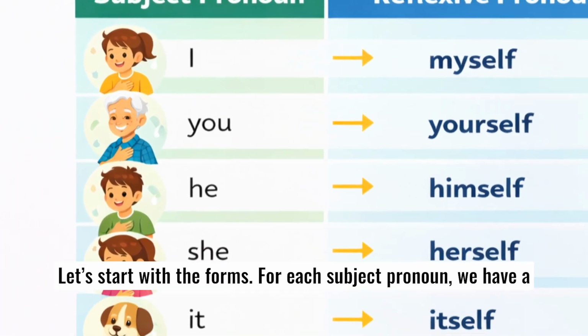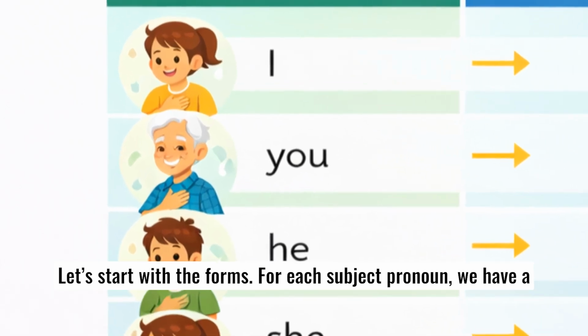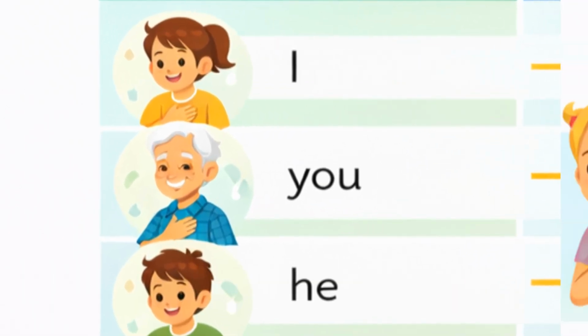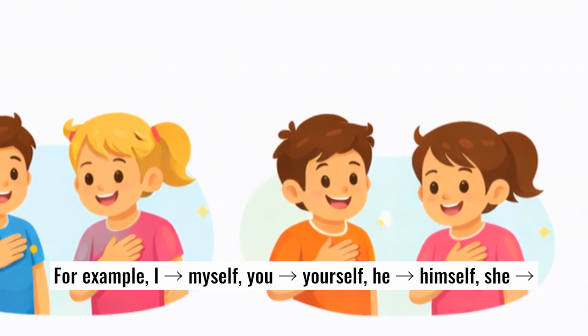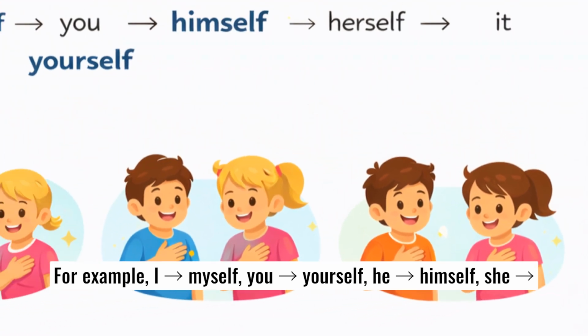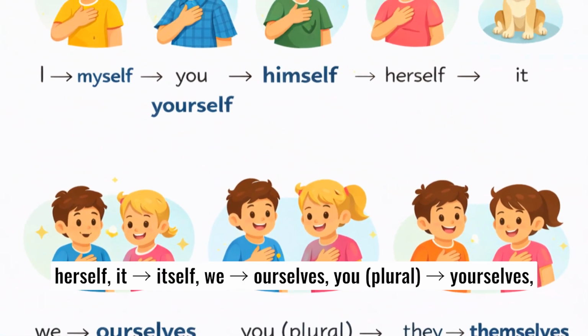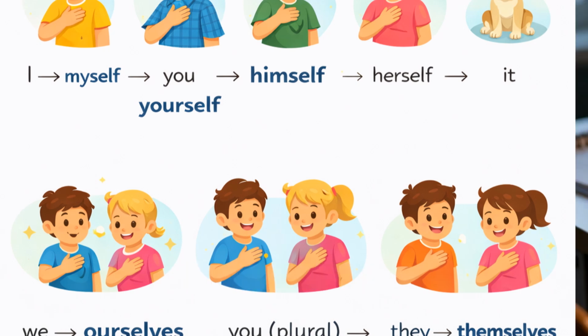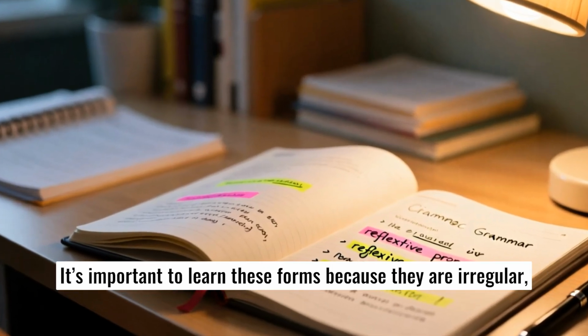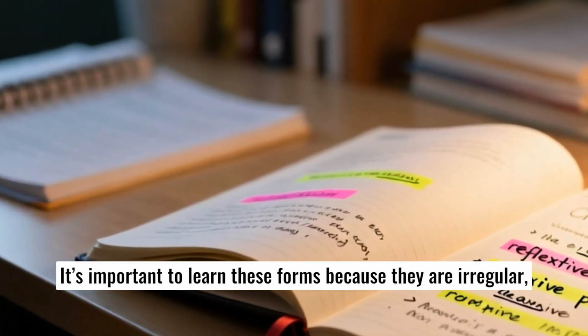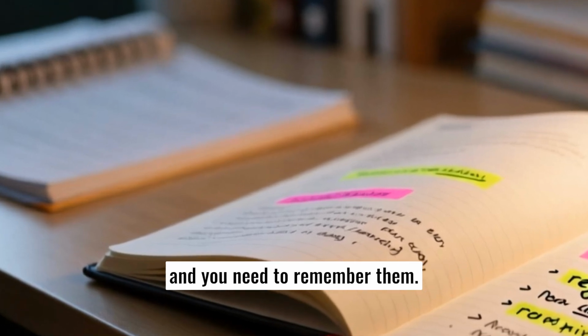Let's start with the forms. For each subject pronoun, we have a reflexive pronoun. For example, I, myself; you, yourself; he, himself; she, herself; it, itself; we, ourselves; you (plural), yourselves; and they, themselves. It's important to learn these forms because they are irregular, and you need to remember them.